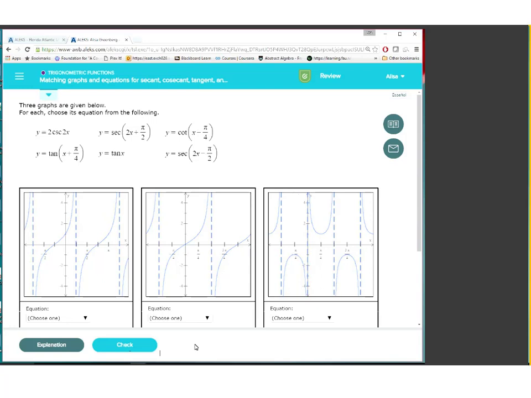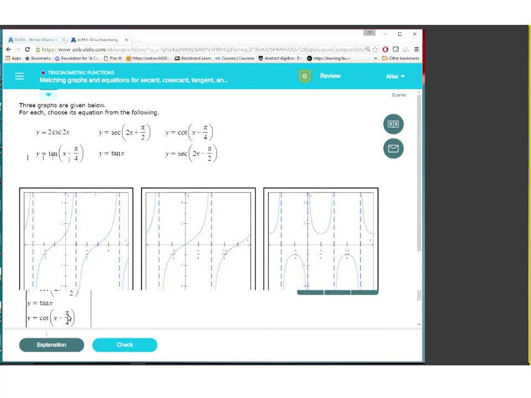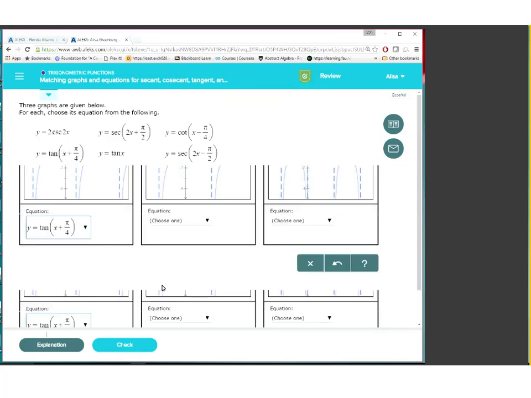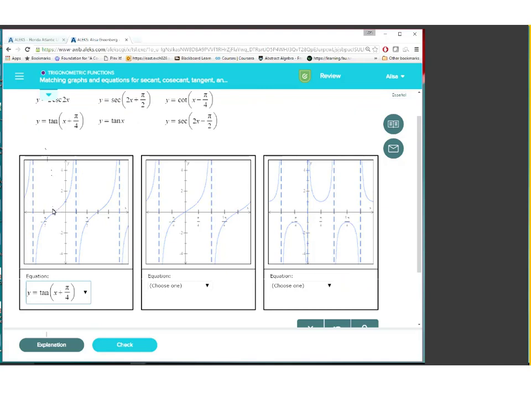Okay, so since it's shifting to the left and it's tangent, it's got to be this one, doesn't it? Because it's shifting to the left, pi over 4. The amplitude is just 1. There's nothing else happening on this graph except that it's shifting to the left. Is the period still pi? Yeah, the period's still pi. So that's the only thing that's changing here, it's a shift to the left. Does everybody see this?